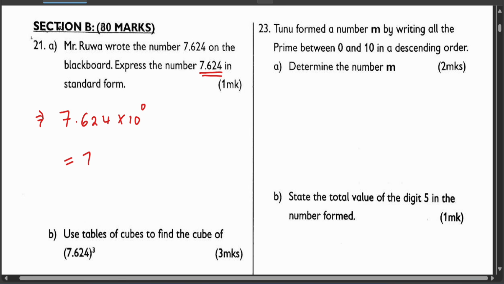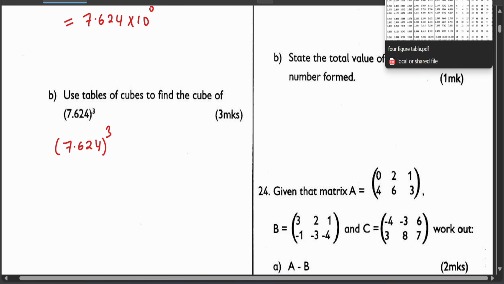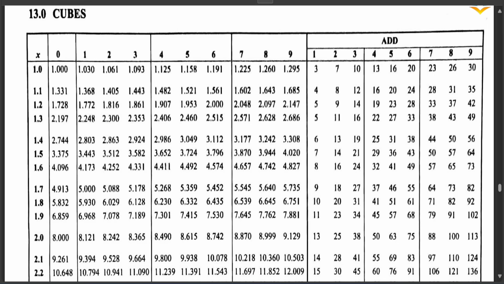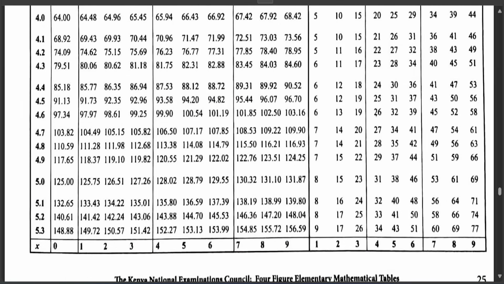So remember, 7.624 times 10 to the power of 0 ndio itakupa the same number ambayo ni hii. So 10 power 0 ni 1. So ukichukua 7.624 times 1 itakupa bado 7.624. Sawa, question B umeambiwa use tables of cubes to find the cube of 7.624. So hii kwa vile ni 10 power 0 waweza ukaingia kwa cube tables ukatafuta 7.624. Njoo sasa hapa kwa cube table, tafuta 7.624, tafuta mwanzo 7.6.